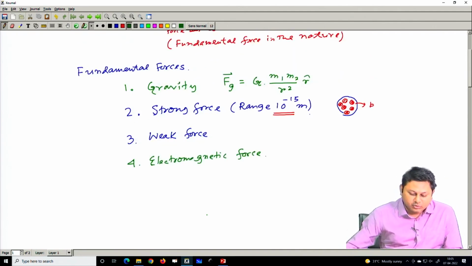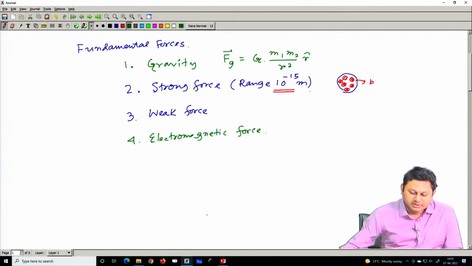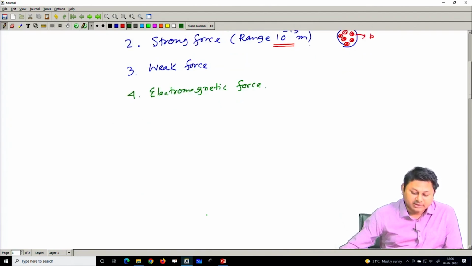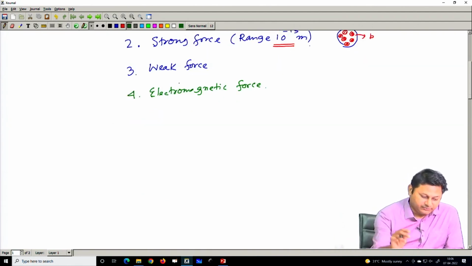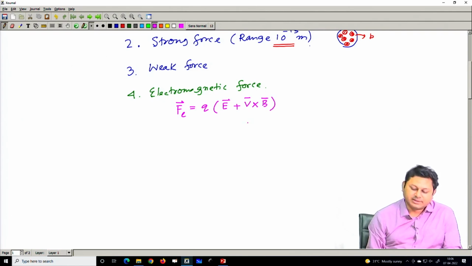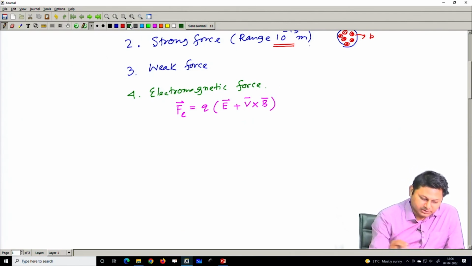Okay. So, these two written in blue color, the strong and weak forces, are short range forces. On the other hand, gravity and the electromagnetic force are long range forces. This electromagnetic force is essentially the Coulomb-Lorentz force. If I write down the force, it is Q times (E plus V cross B). The first part is the Coulomb force and the second part is the Lorentz force due to the magnetic field, and that is why it is called the Coulomb-Lorentz force.